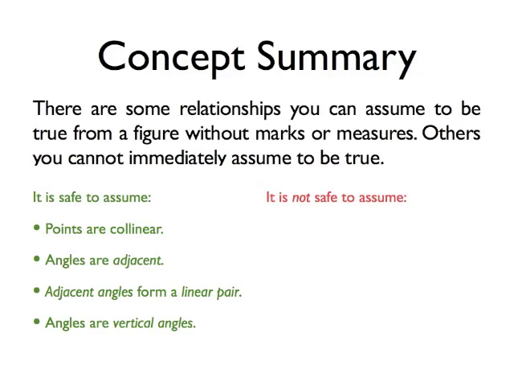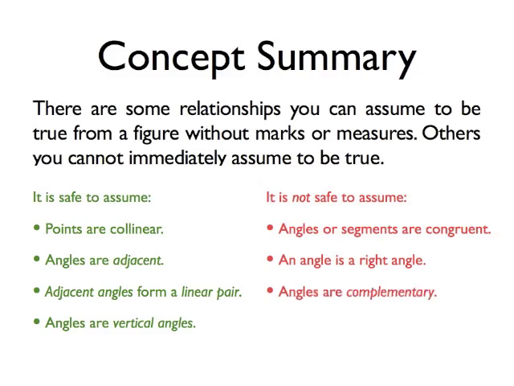Now let's talk about some things that are not safe to assume. It is not safe to assume that angles or segments are congruent. It is not safe to assume that an angle is a right angle. It is not safe to assume that angles are complementary. And finally, it is not safe to assume that angles are supplementary unless they are a linear pair.